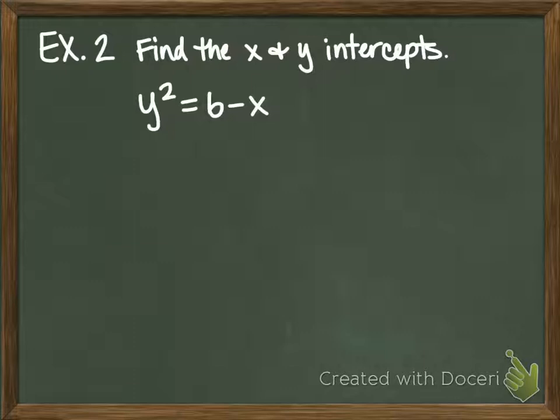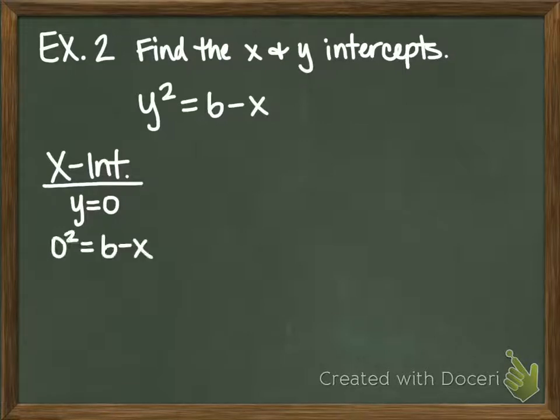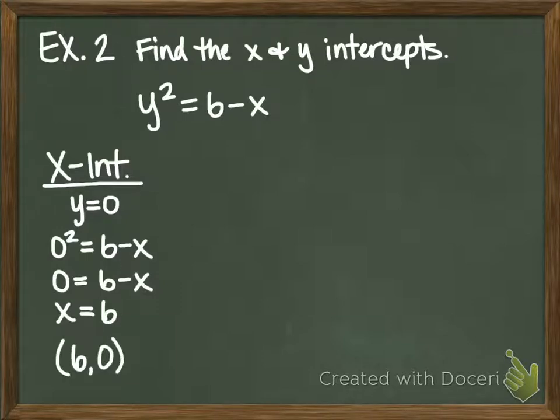Okay, on number 2, we're going to find the x and y intercepts. So y squared equals 6 minus x. To get rid of the square, I would need to take the square root of both sides. But when we find the x-intercept, we're going to plug in 0 for y first. Instead of getting y by itself, we'll just plug it in as is. So 0 squared equals 6 minus x is 0 equals 6 minus x. Then to get x by itself, I would just add x to both sides. So x equals 6. So my x-intercept is (6, 0).